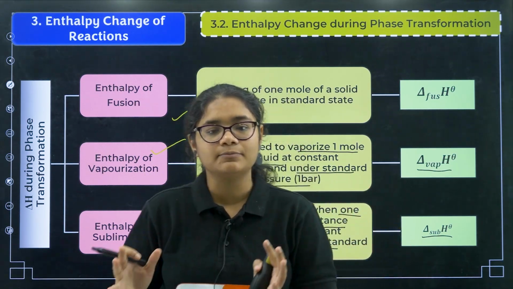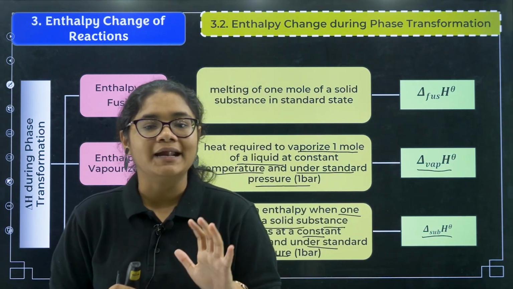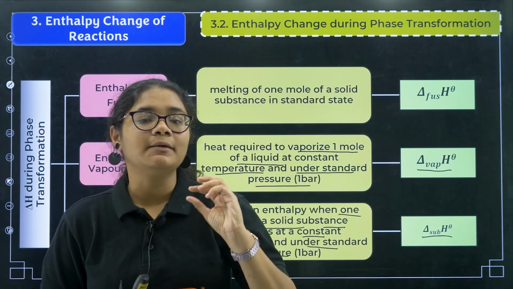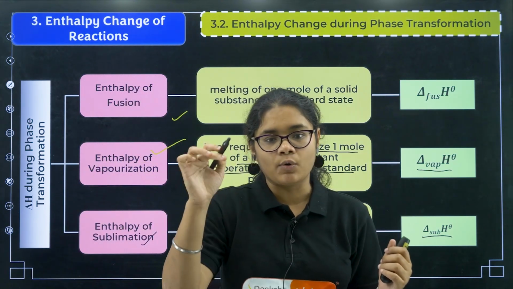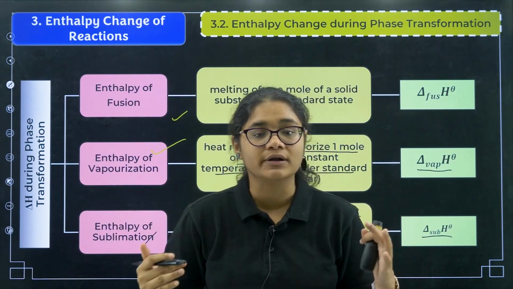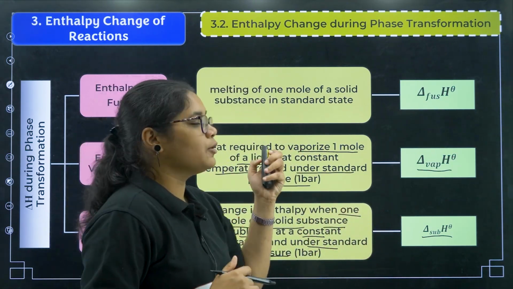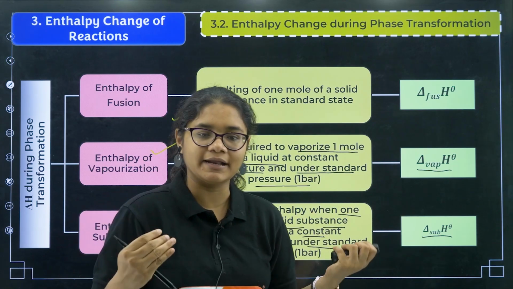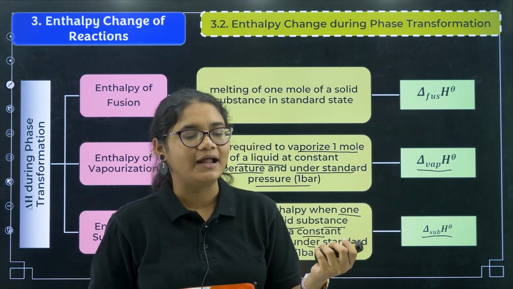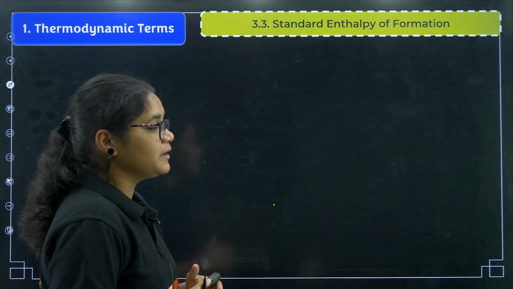The reactants and products should be at a pressure of 1 bar, temperature should be 298 Kelvin, and they should be in their pure form, right? So as we saw, like carbon dioxide, when it is CO, it is not a standard state, it is not in the pure form, right? Okay, next we saw about the enthalpies of phase transformation. We have 3 types: fusion, vaporization and sublimation. Okay, next coming is standard enthalpy of formation.